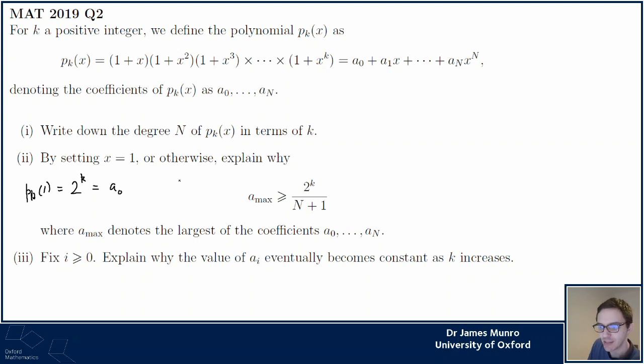And on the right, it's going to be a0 plus a1 plus up to an, if I set x to 1 everywhere I see an x. Okay, so that's a true statement, that 2 to the k is equal to the sum of these coefficients. It's not the statement I'm asked for, but it is a kind of interesting fact that the sum of those coefficients, I really don't want to work out what they are, but they add up to 2 to the k.